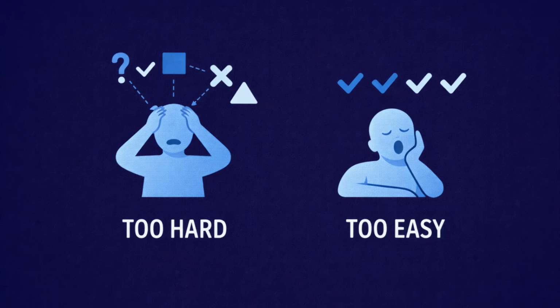It also explains why instruction that is too difficult or too easy can reduce learning. If tasks are far beyond students' readiness, they disengage. If tasks are too simple, they don't develop new capacity.